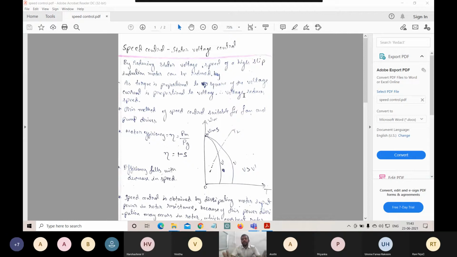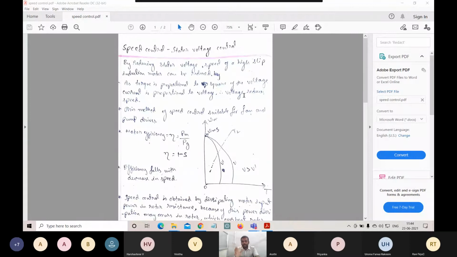For that we have one relationship. So what is that relationship? We know that the torque is directly proportional to the square of the stator voltage. We have derived that equation: T equals 3 by 2 omega_ms times V squared divided by (Rs plus Rr' by S) whole square plus (Xs plus Xr') whole square. So T is directly proportional to V squared. That is the one relationship: torque is directly proportional to the square of the voltage.